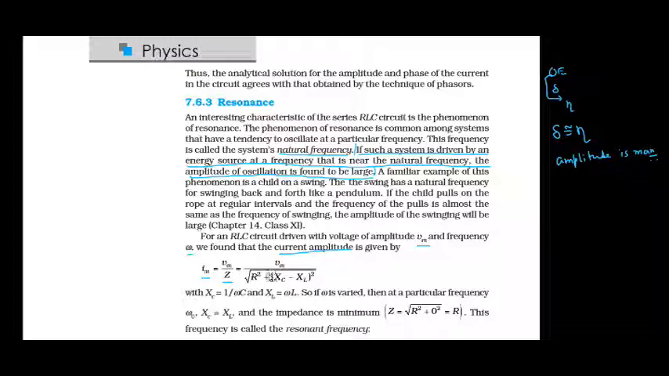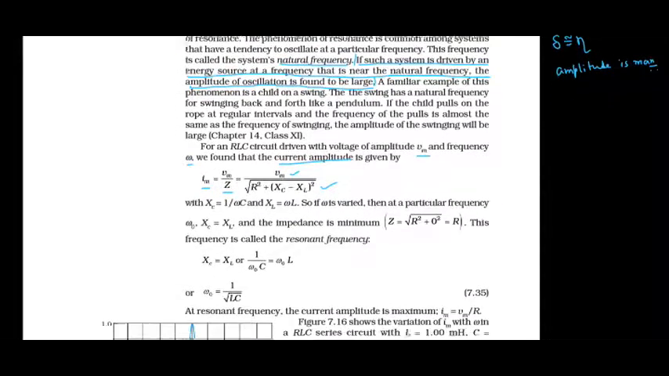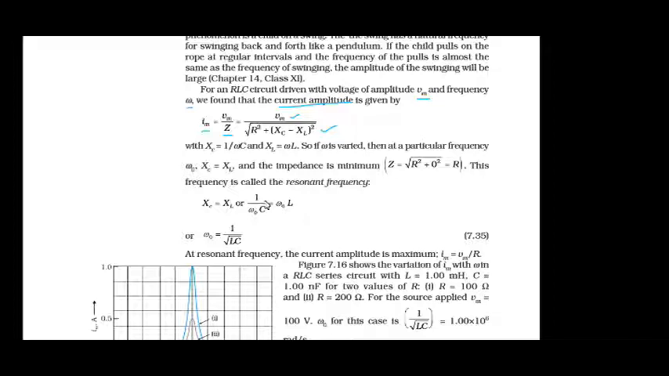So Vm we will keep as Vm, but Z we can put as under root R square plus Xc minus XL whole square. This also we have done in the last video. With Xc equal to 1 by omega C, and XL equal to omega L.